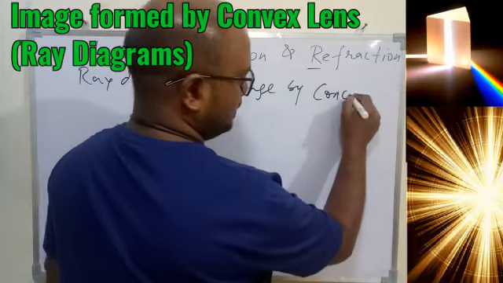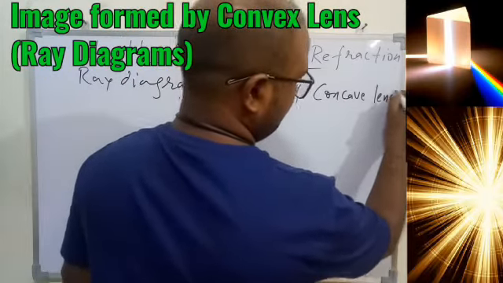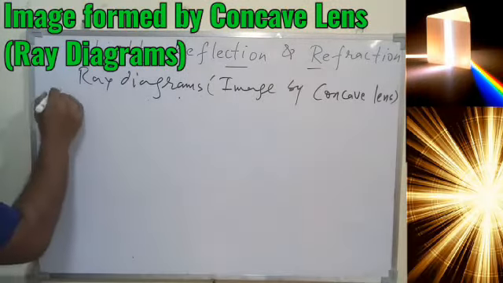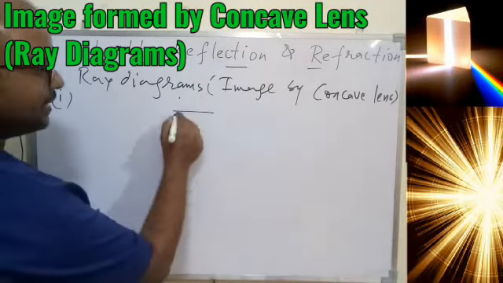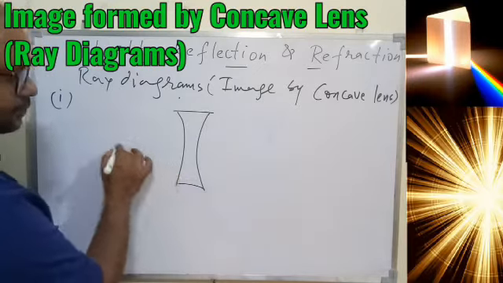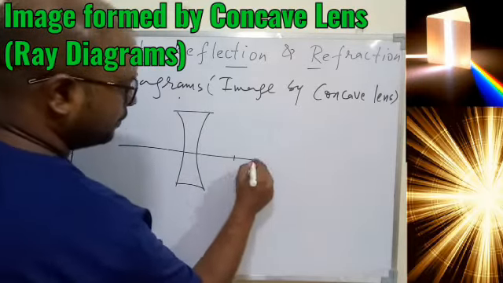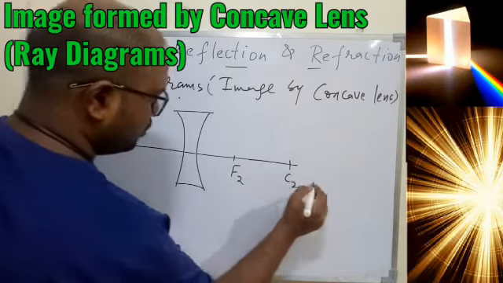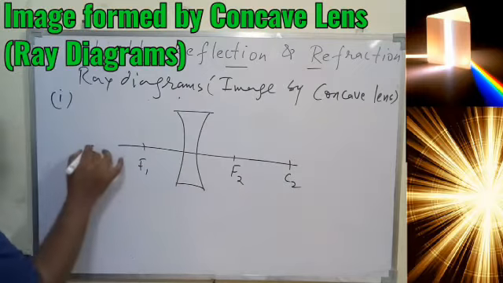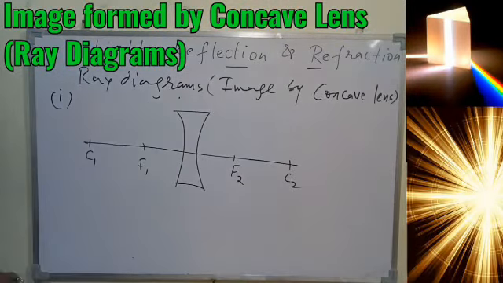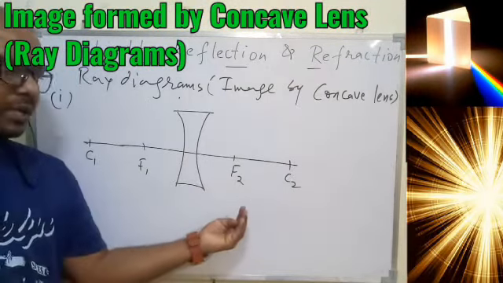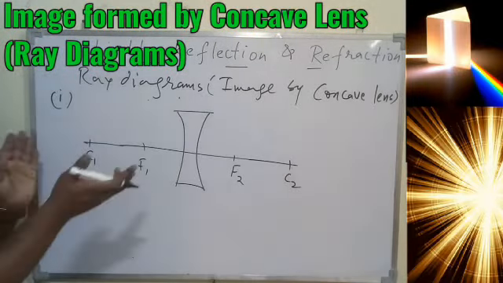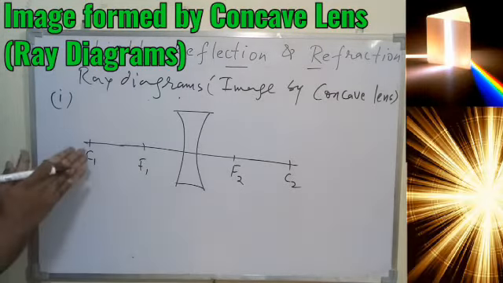So image by concave lens. Again, one thing we have understood briefly: if we are talking about a convex lens, then this is my F2 and C2, and this is my F1 and C1, if you remember. So our second focus is this side, okay? The main focus is this side, and we have the condition that all the time the object has to be placed on the same side, that is, the left hand side.